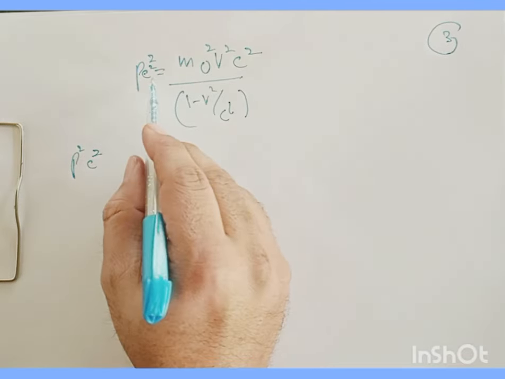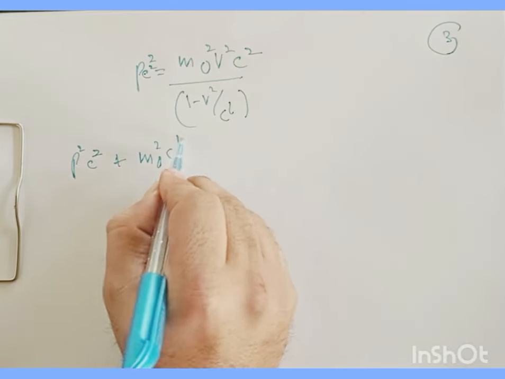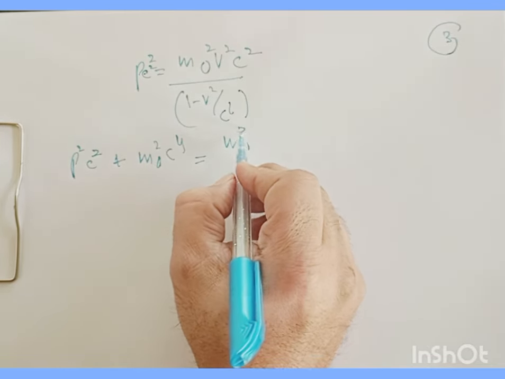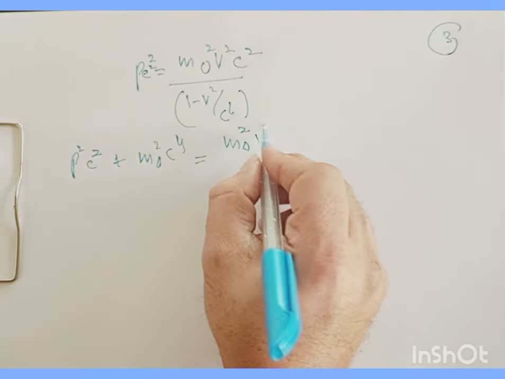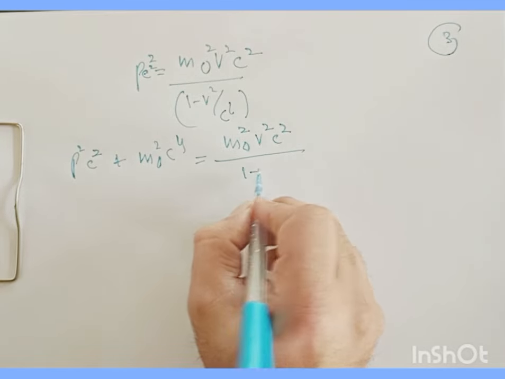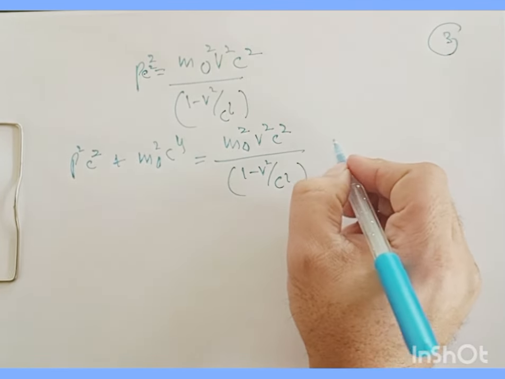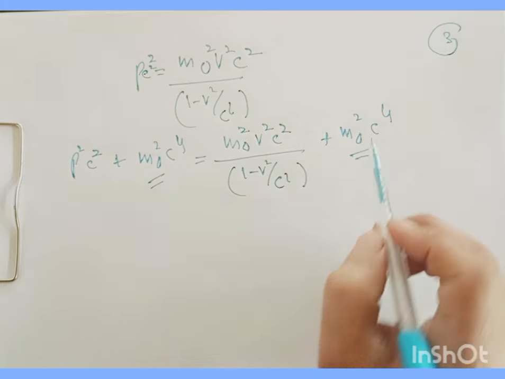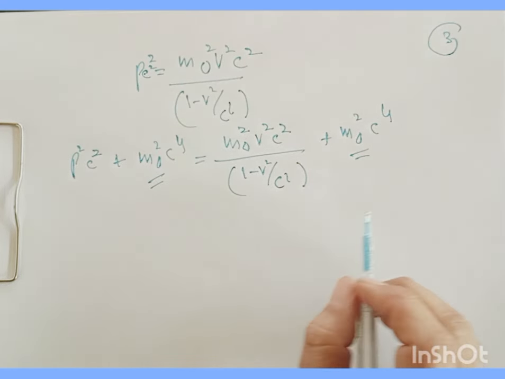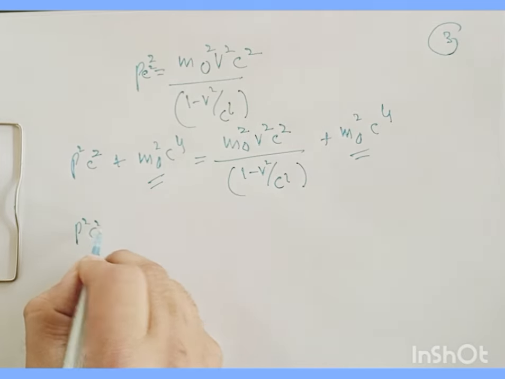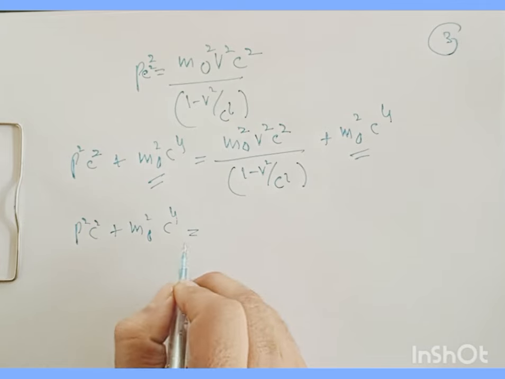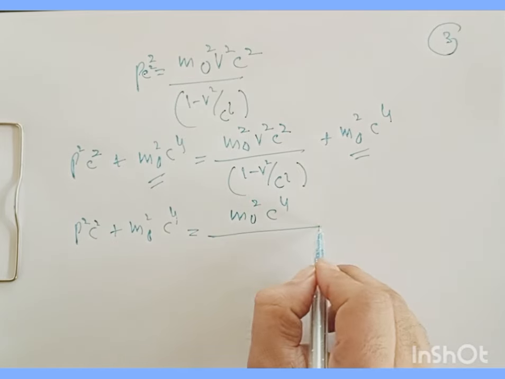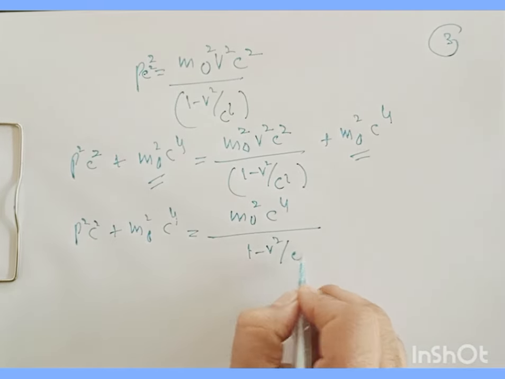Okay, I would like to add here m naught squared c to the power of 4, and the same thing will come here: m naught squared v squared c squared by 1 minus v squared by c squared, plus m naught squared c to the power of 4. What I have done is added this term on both sides of this equation. So doing so, I get p squared c squared plus m naught squared c to the power of 4, and this will simply give me m naught squared c to the power of 4 by 1 minus v squared by c squared.